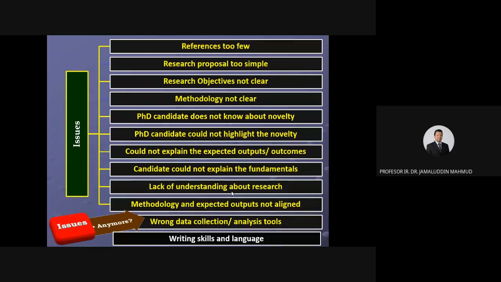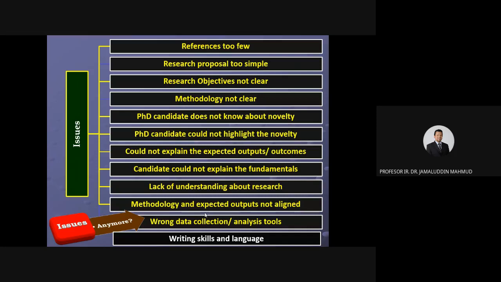So we have to look at wrong data collection or wrong data analysis tools, especially statistical tools. In statistics, there's always a minimum number of samples. As an analogy, the student wants to measure temperature, but in his model he's using a ruler. A ruler to measure temperature would not be logical, unless the PhD work is developing a new ruler which can measure temperature. That would be something novel.